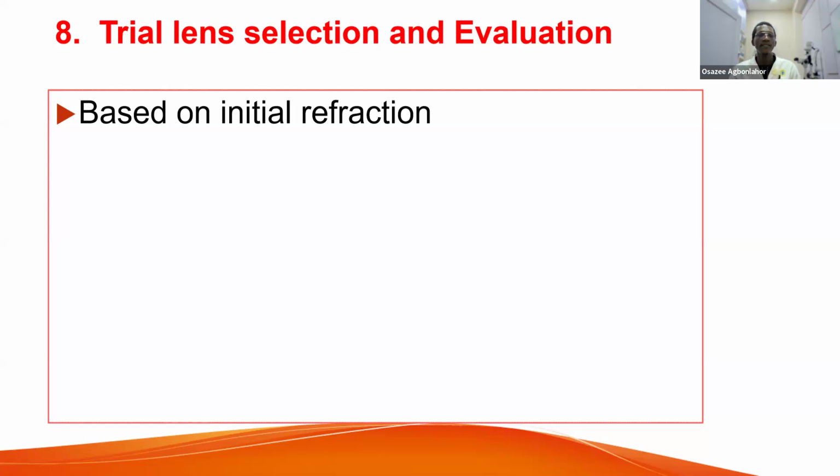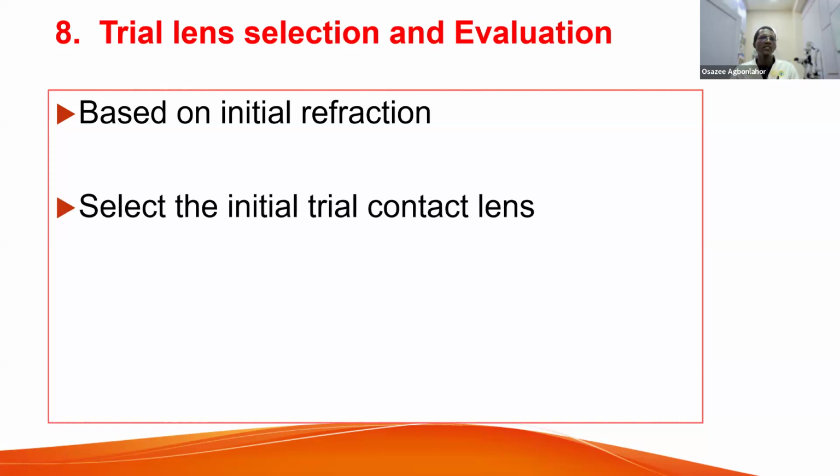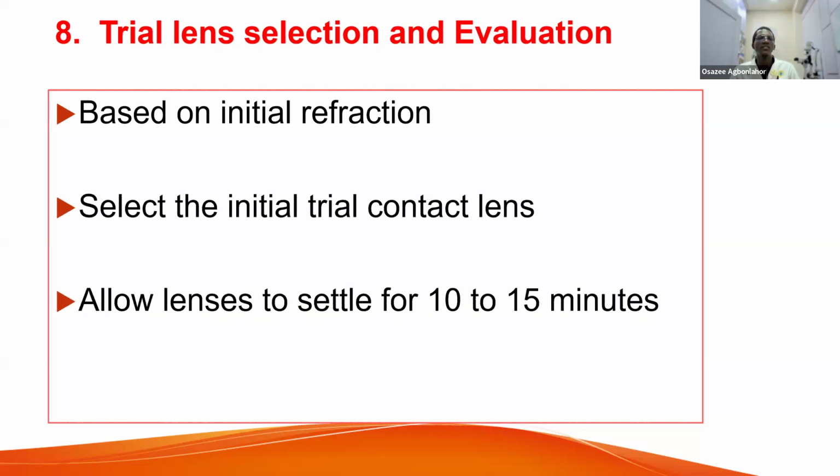So you've done that based on the initial refraction you've gotten, based on the initial contact lens you've gotten, you put that in the eye, then you allow the lens to settle as usual for about 10 to 15 minutes. And you observe all of those things again to know the optimum fit. For RGPs, you know what to do. Okay, for soft lenses, you know what to do.